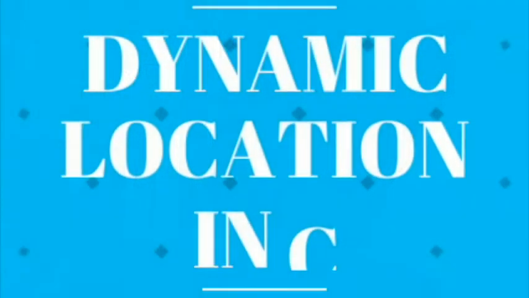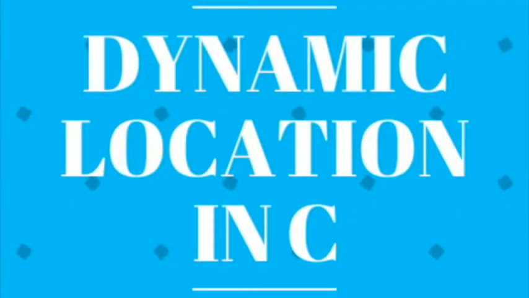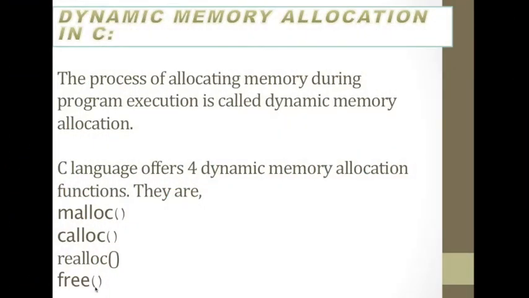First, understand what DMA stands for. It stands for Dynamic Memory Allocation. By definition, the process of allocating memory during program execution is called DMA, or Dynamic Memory Allocation. C provides four dynamic memory allocation functions. They are calloc, malloc, free and realloc.